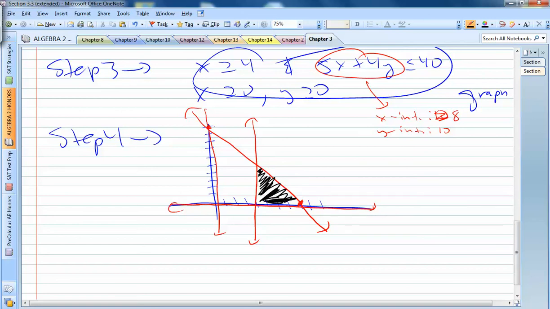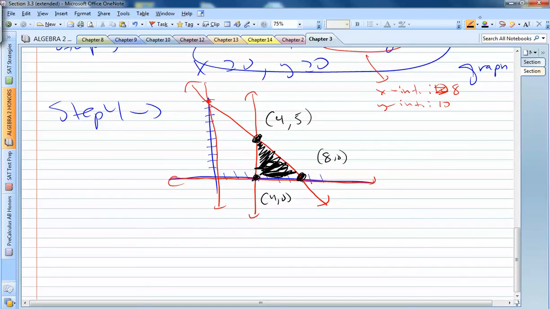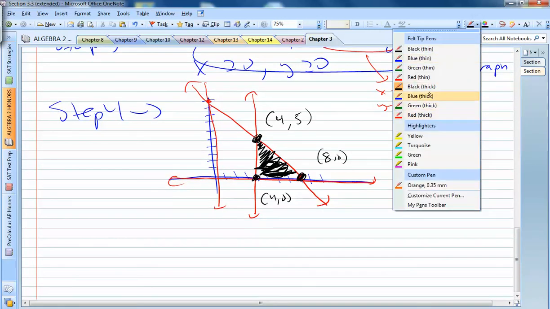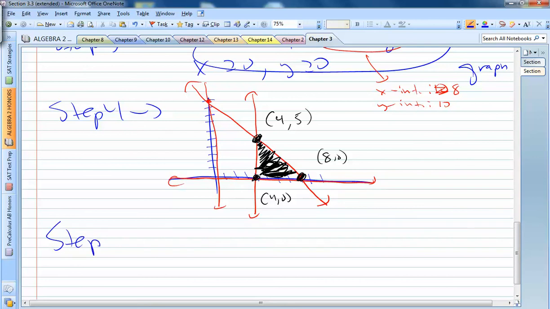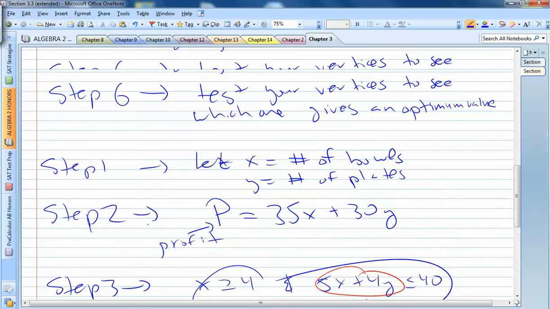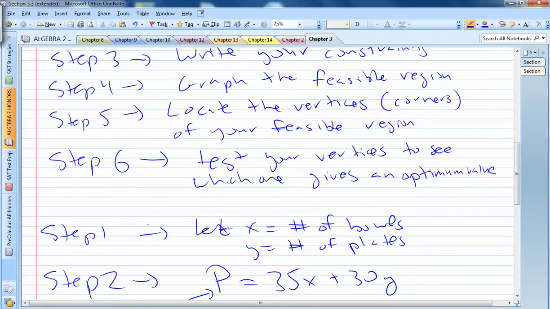So any point in that shaded region will satisfy all those inequalities all at the same time. That's why we're doing this with graphing of linear systems of inequalities, because you want to see a practical application for this. Here are my corners. Well, the corners are easy. That's 4, 0. That's 8, 0. And I believe this will be 4, 5. The corners will always represent either the maximum or minimum value, because that's what we want here. We want optimum value. We want to optimize our profit.